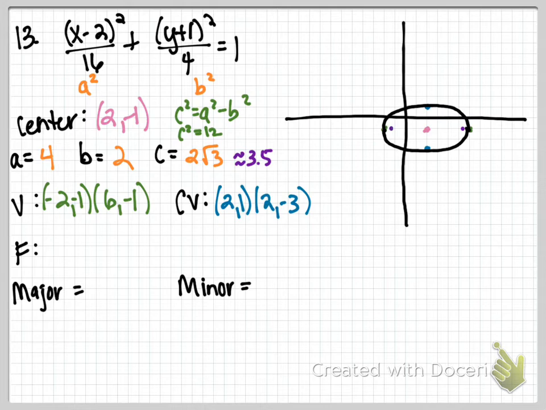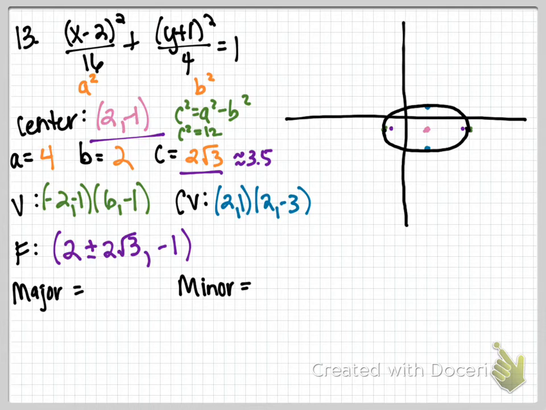Now, to find out what those points are, we went left and right, which is changing my x value. So what that means is I'm going to take the center, and I am going to add and subtract C to the x value of the center. So 2 plus or minus 2 square root of 3, comma, and then the y value stays the same, -1. And that's how I find the points for my focus.